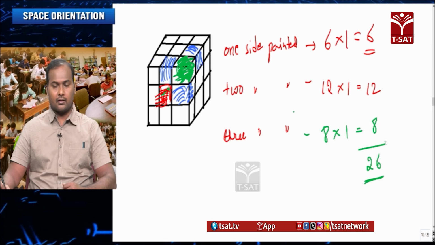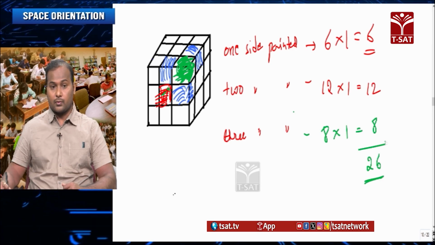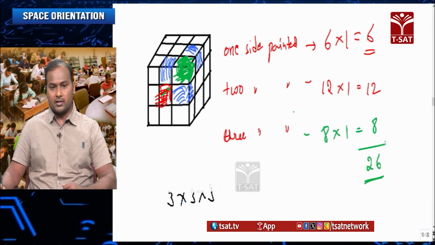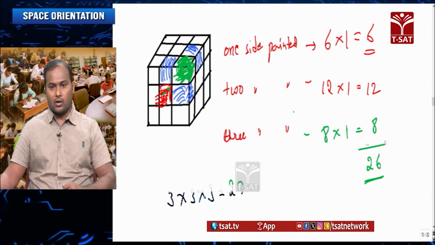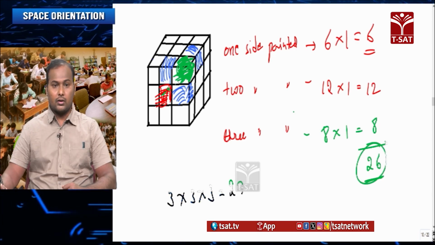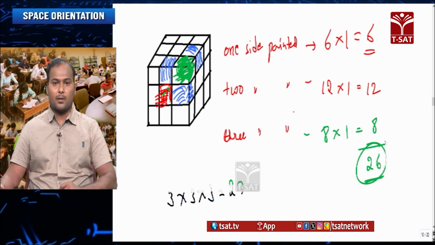But we already discussed that a cube of 3 centimeter side is taken and cut into 1 centimeter size. How many small cubes are possible? That is, length is 3, breadth is 3, and height is 3. 3 into 3 into 3, 27. But here you got an answer of only 26. And what is the remaining cube? That cube is present in the center, which is not painted at all.